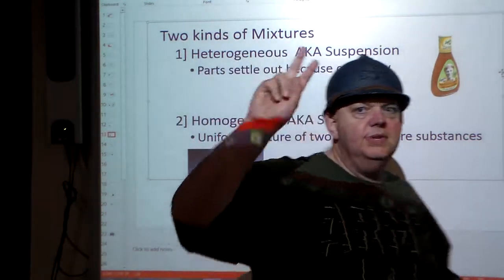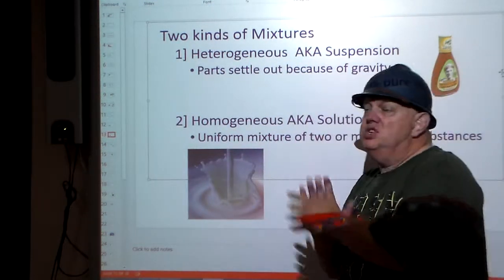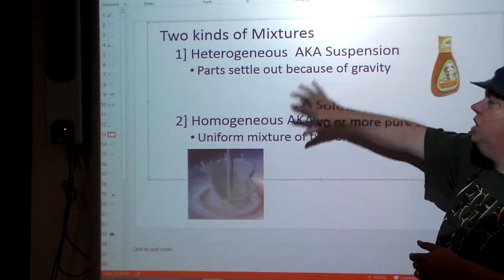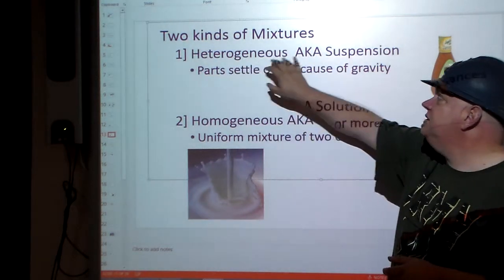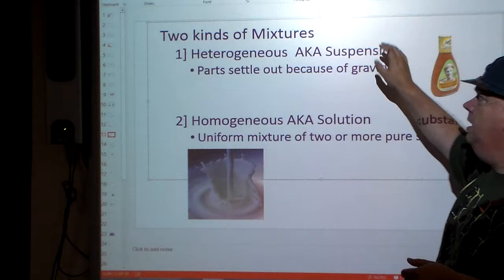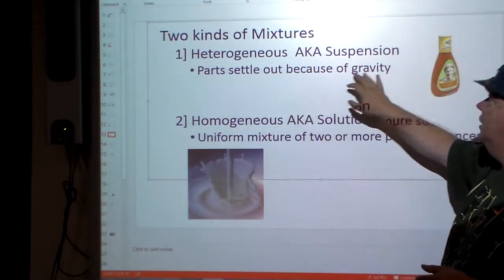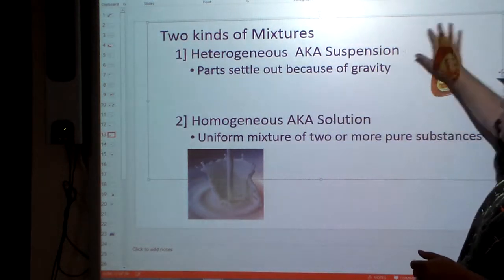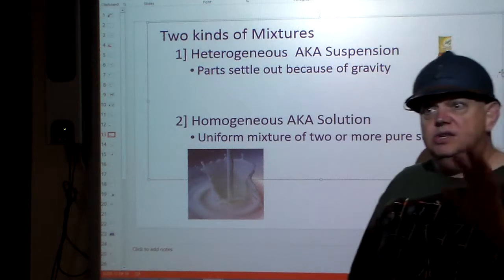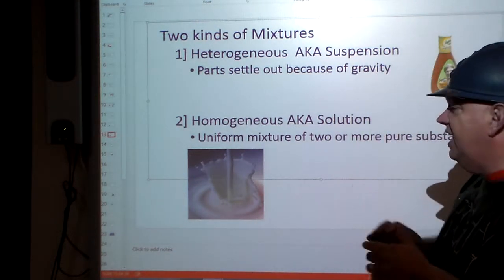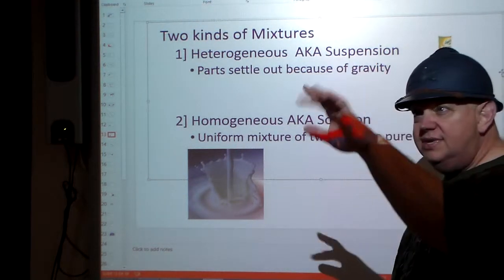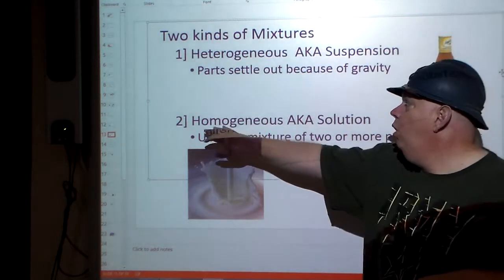Now, so we have pure substances and mixtures. We're going to look at mixtures right now. So we got two kinds. There's heterogeneous, also known as a suspension. The parts settle out because of gravity. Typically, your salad dressings are like that. They can settle out very easily with the gravity. We can see the parts.